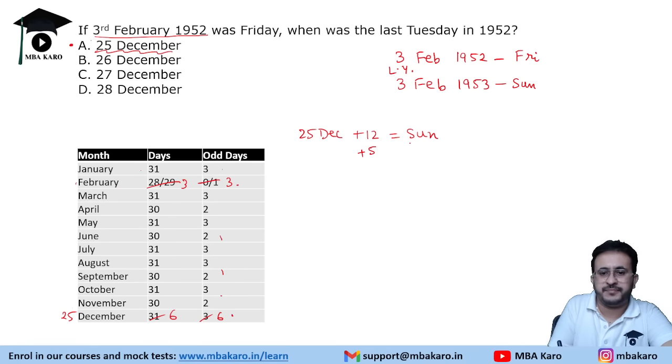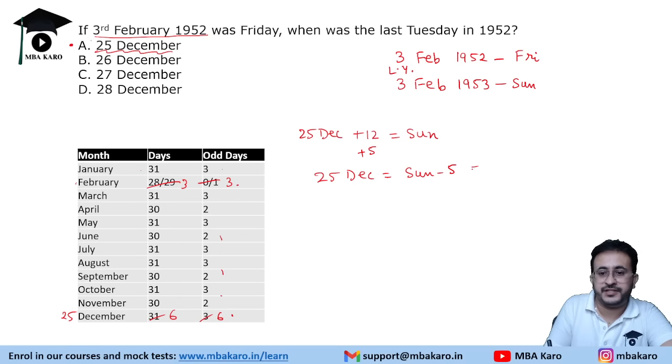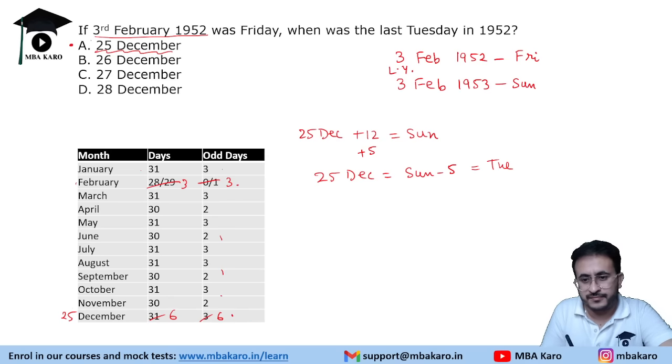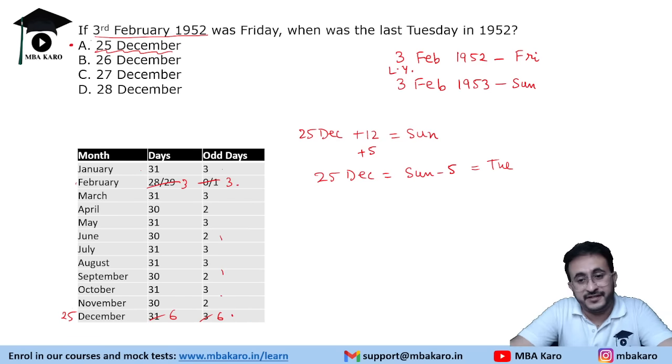So 25 December, this will be Sunday minus 5. Right, Sunday minus 5 is what today? Sunday minus 5 is Tuesday. Isn't it? Now we can cross check using the long method also and see if it fits.